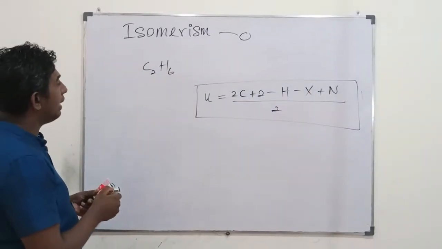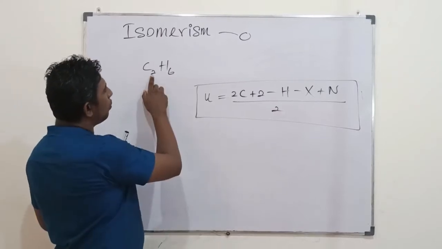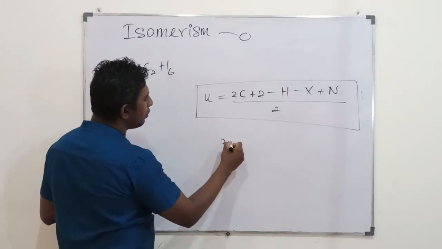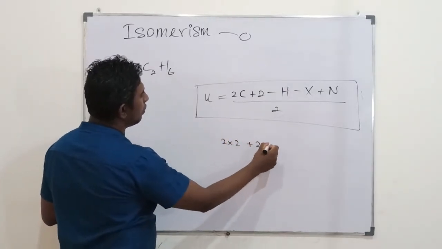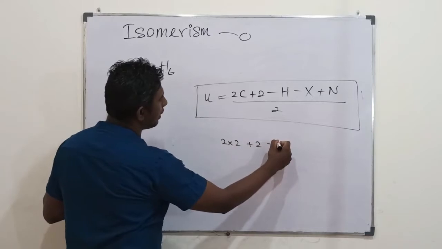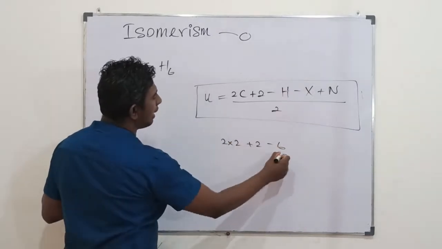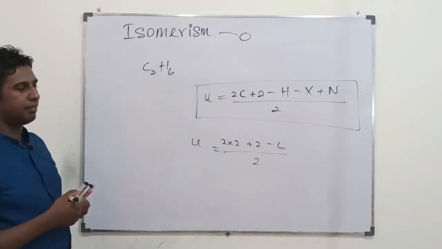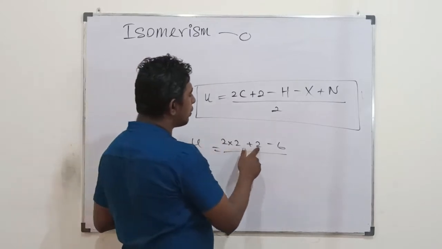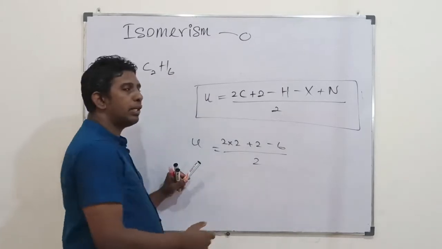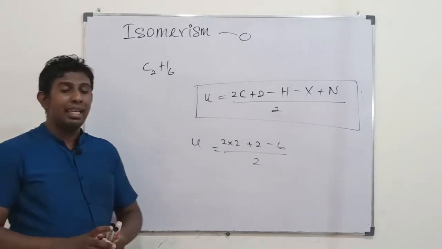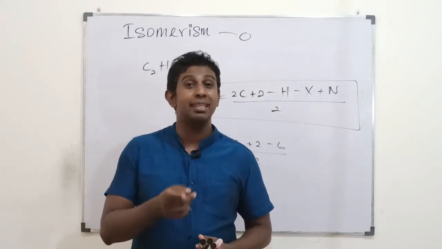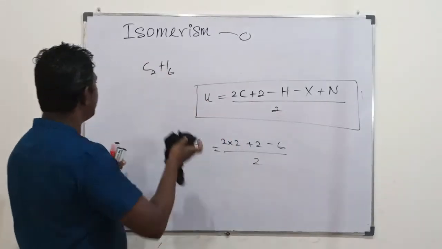Then when we apply it here, you have 2 carbons. 2 into 2, plus 2, minus the number of hydrogens, which is 6. You don't have other atoms, divided by 2. What is the U standing for this? 2 into 2 is 4, plus 2 is 6, minus 6 is 0, divided by 2 is 0. You could easily get the unsaturation number standing for that, which is 0. See how easy that is?